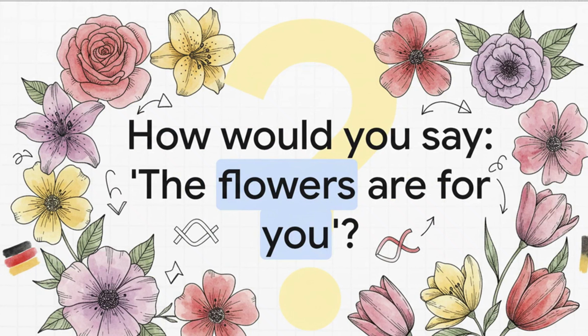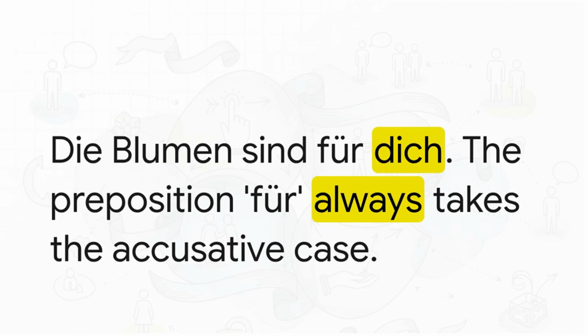Now let's do a small practice together. How would you say in German, the flowers are for you? Think for a moment. In this sentence, you is not the subject and it is not directly receiving an action like seeing or buying. It comes after the word for. The correct answer is: Die Blumen sind für dich. Here, dich is the accusative form of du.